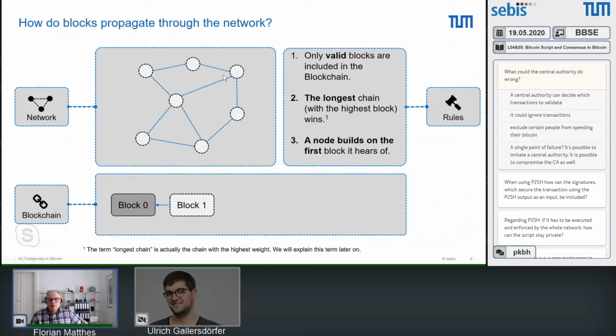So we now assume these are 1, 2, 3, 4, 5, 6, 7 nodes, and that all of these 7 nodes have the same blockchain. It's more or less the initial state. For example, they all have a blockchain which consists of block 0, the genesis block, and an existing block 1.